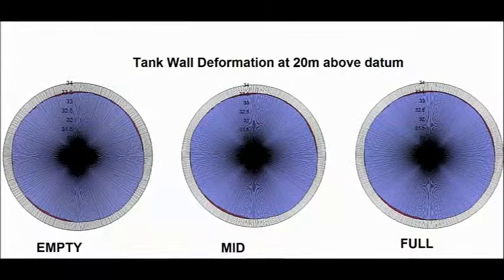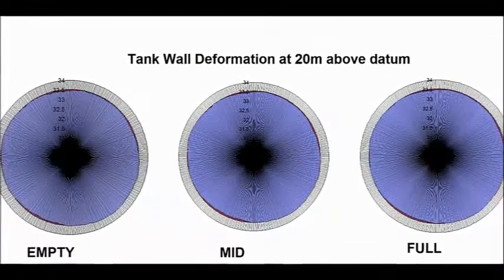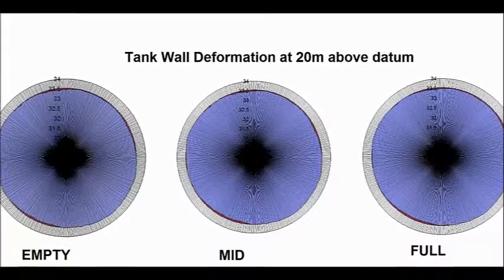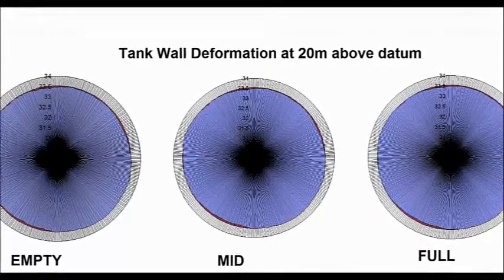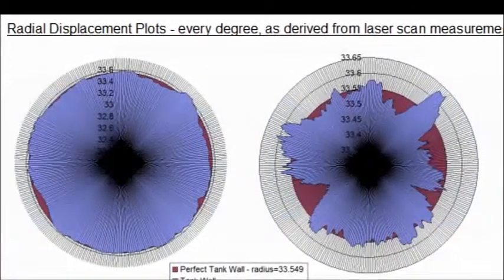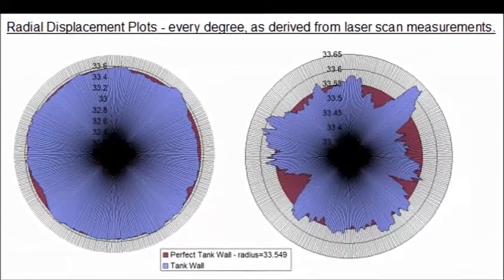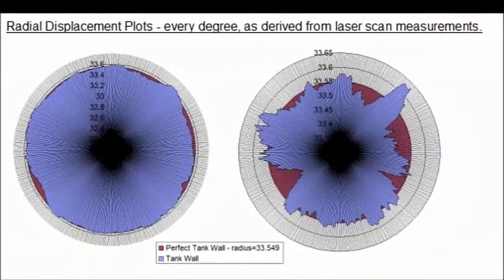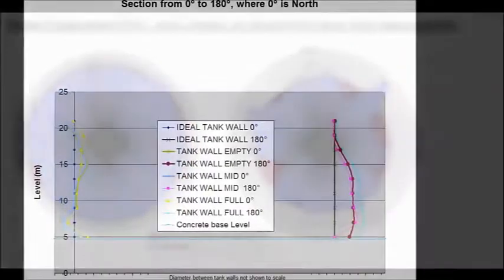Radial displacement plots, slices through the storage tank, can be created at any location. The plots here show a measurement for every degree around the tank wall at the 3 different states of fill. We can exaggerate the small differences to better help visualise the deviations. In this case, the largest deviations are approximately 7 cm from the ideal tank shell.